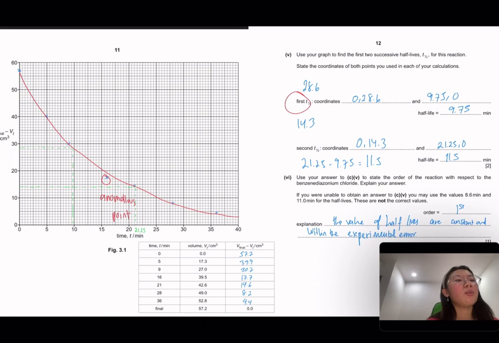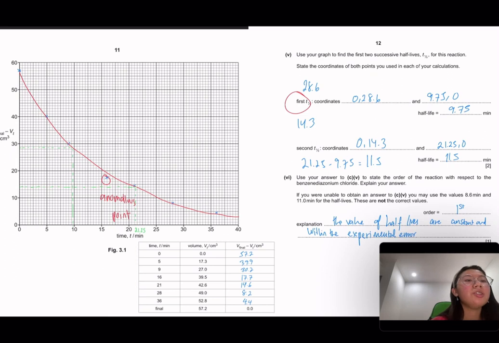So again, state the coordinates. We have both the coordinates, the x and the y for both, and the first half-life is 9.75 minutes. For the second half-life, you don't straight up take the 21.25 value. You have to minus it by the first half-life, and you have the half-life for the second one. So that is 11.5 minutes.